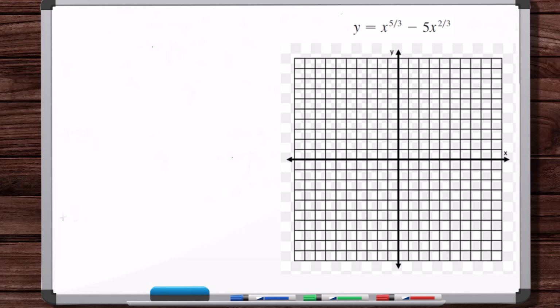All right, we're continuing with the curve sketching example problems. This is the 12th example problem we're going to work. In this video, we're going to sketch this function here. All right, step one, the domain.